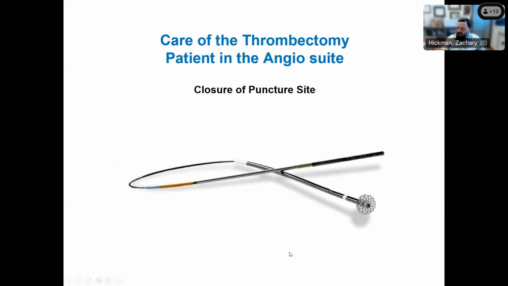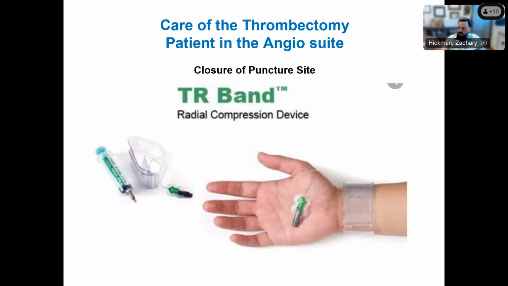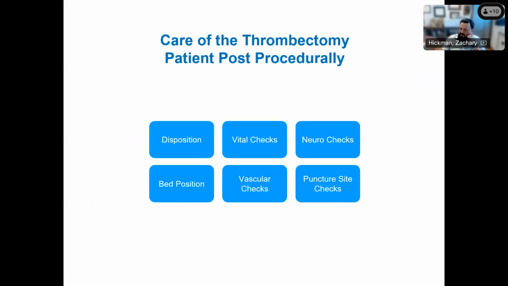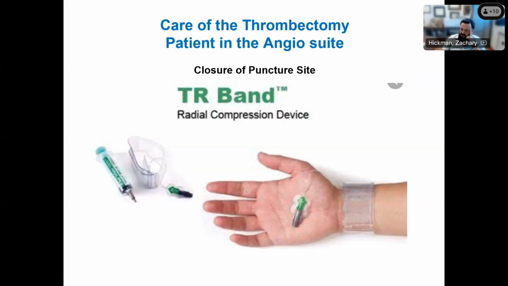And then for the radial artery, we use the TR band, which is a radial compression device, which allows you to set this and then come back and check on it every now and then, sequentially lower the pressure in it as time goes on, and then take it off when hemostasis has been achieved. That allows you to not have to sit there and hold pressure on the radial artery for 20 minutes or so.